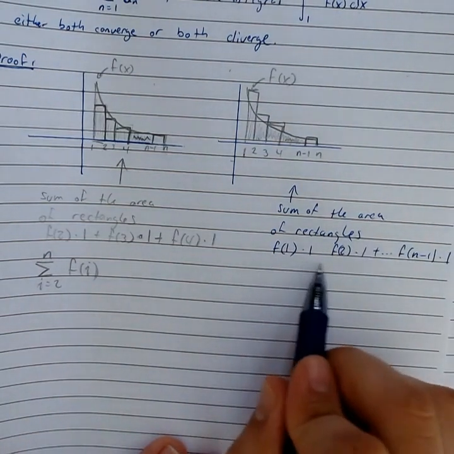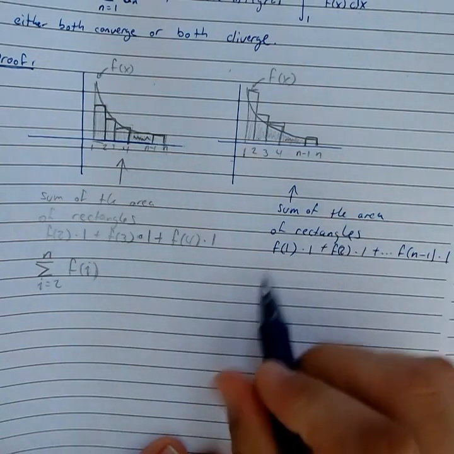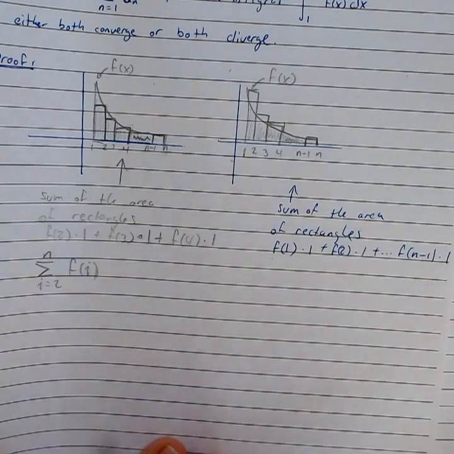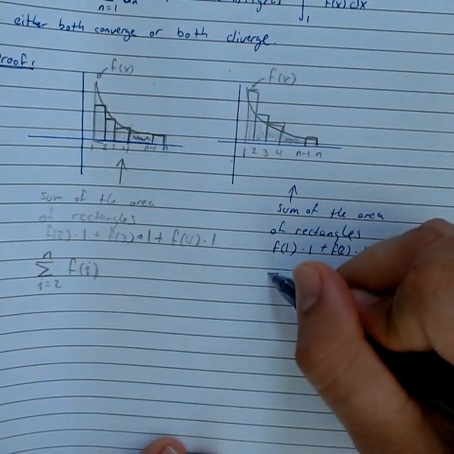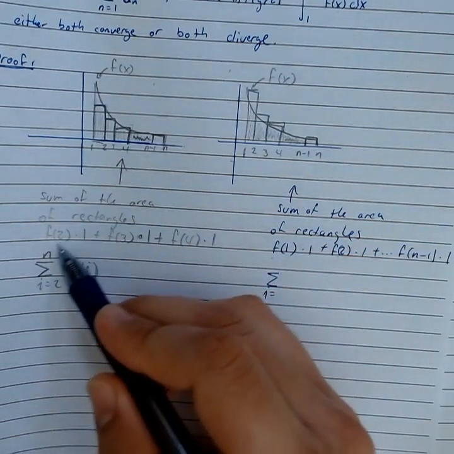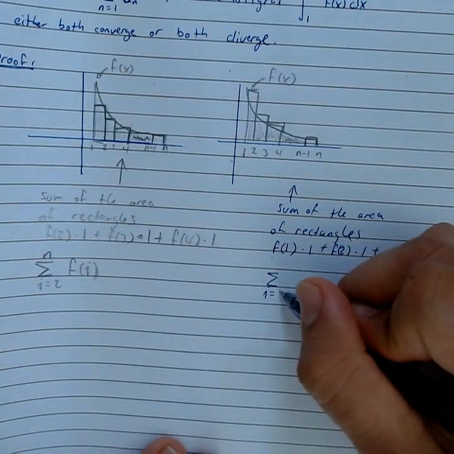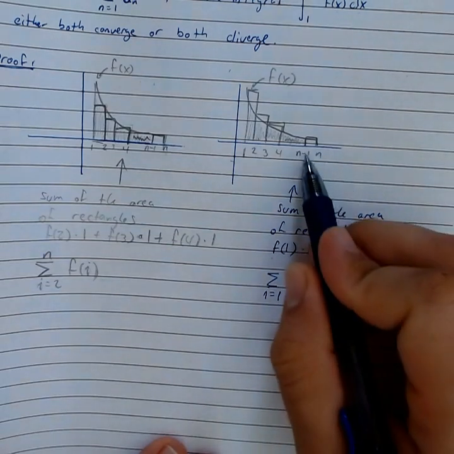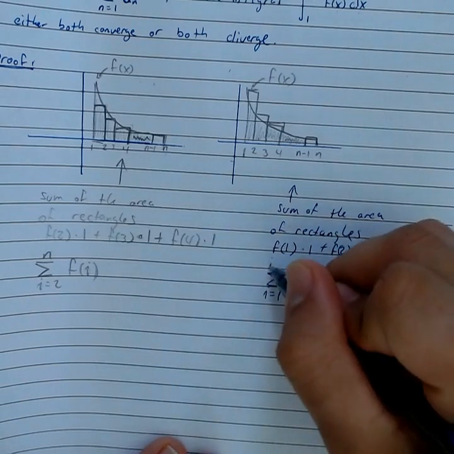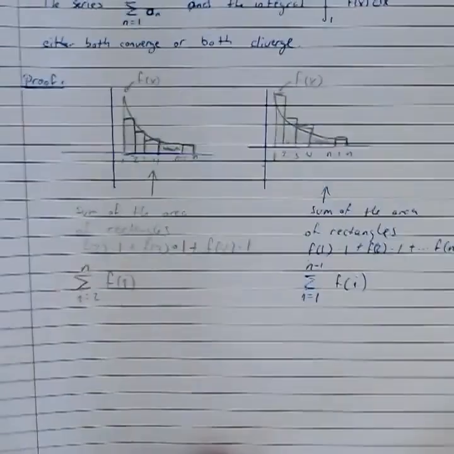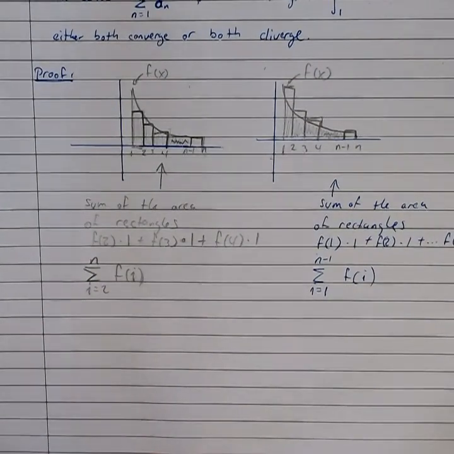Now, of course, these times 1s don't change anything. So really, this is just f of 1 plus f of 2 all the way up to f of n minus 1. So I could write that as the sum as I goes from, now here I'm starting at 1, as opposed to over here where I was starting at 2, from 1 up to, and this isn't going all the way to n, it's only going to n minus 1, the left-hand side of each rectangle, of f of I, like this. So here I can represent the sum of the area of these two sets of rectangles.